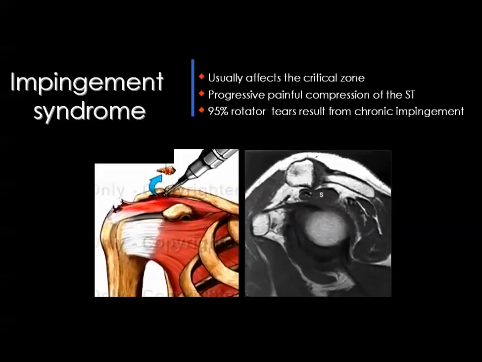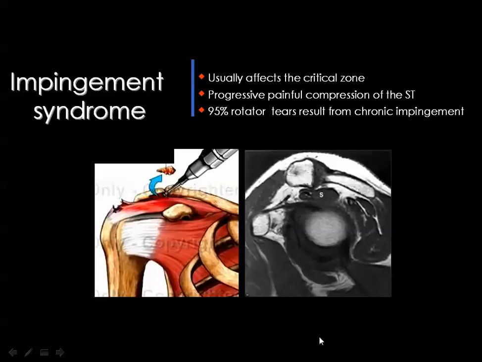Then we came to the impingement syndrome, and this impingement syndrome means that the supraspinatus tendon moving into its tunnel is facing some difficulties because of some encroachments on this tunnel by either osseous abnormalities or soft tissue abnormalities.